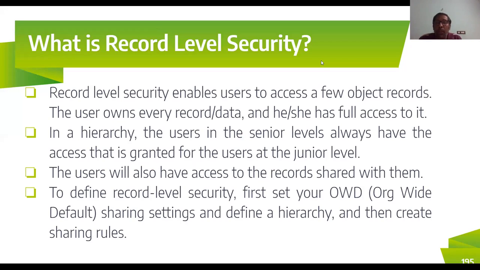The record owner can grant access to other users or to his subordinates to view, edit, or create, whatever he wants to do. In a hierarchy, the user at the senior level always has the access that is granted to the users at the junior level. So he can see all the records owned by the juniors. The user will also have access to records shared with them.